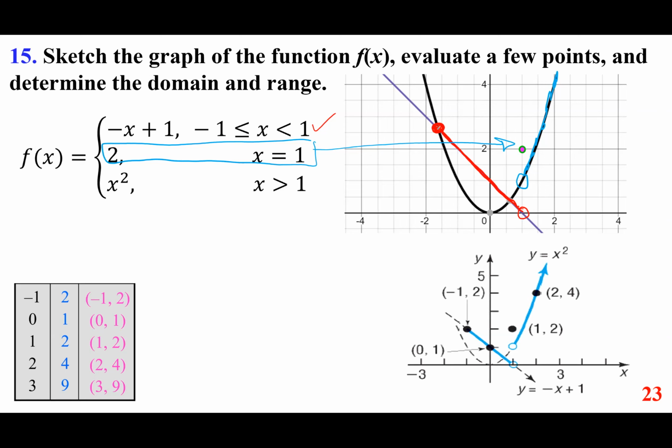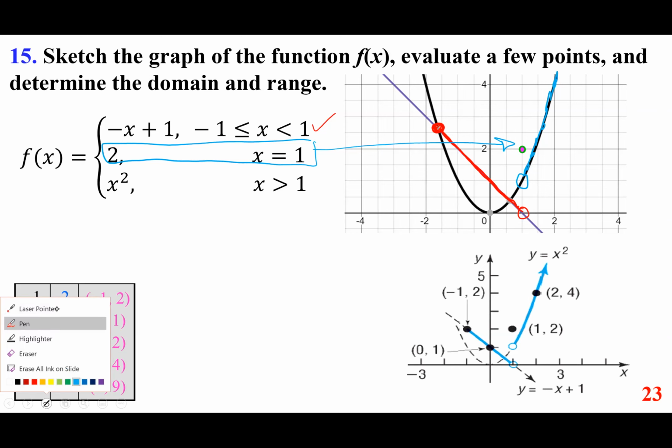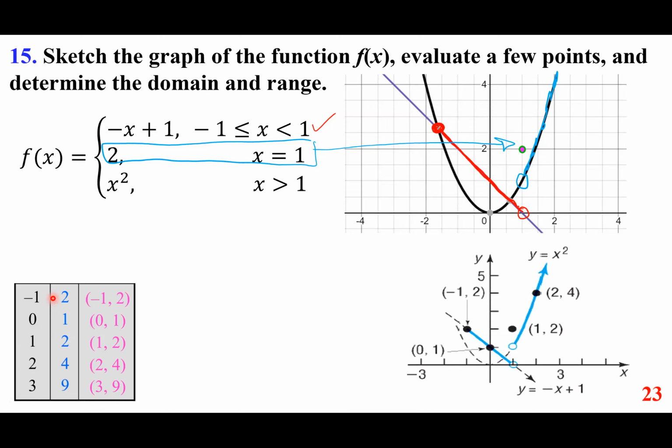Now, what is the domain? Domain goes from -1 to infinity. What is the range? The range goes from 0 to infinity. Now, is 0 included? You see, we have a hole here. So 0 is not included. So we have a parenthesis.